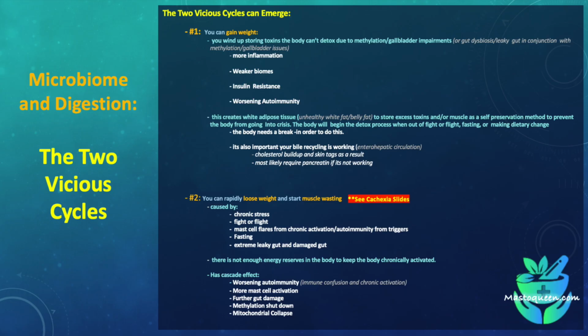This creates white adipose tissue, and that's the unhealthy white fat, belly fat that we have talked about previously in the videos. And the toxins get stashed in the muscle as well, as a self-preservation method to prevent the body from getting into crisis. The body will begin the detox process when it is out of fight or flight, fasting, or dietary changes. So if your body is putting on additional weight, what's happening is your body is trying to tell you, oh hey, it's too much, we can't handle it, and it's preventing you from going into crisis mode where you need an ambulance or a hospital.